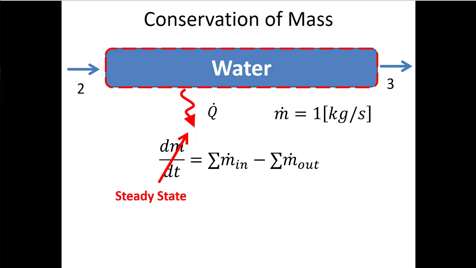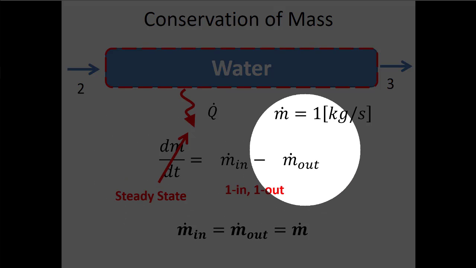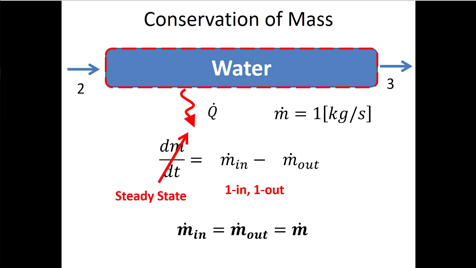Because we only have one inlet and one outlet, we get rid of those summation signs, right? So our equation here is just that the mass flow rate in is equal to the mass flow rate out, right? Or that there's only one mass flow rate and I can just call it m dot if I want, right? I don't have to differentiate between the inlet and the outlet mass flow rate because they're the same thing, right? And the problem told me, for ease of mathematics here, that it's 1 kilogram per second.